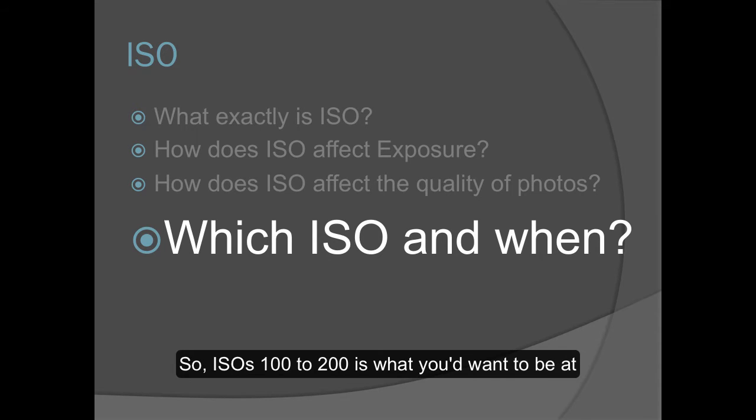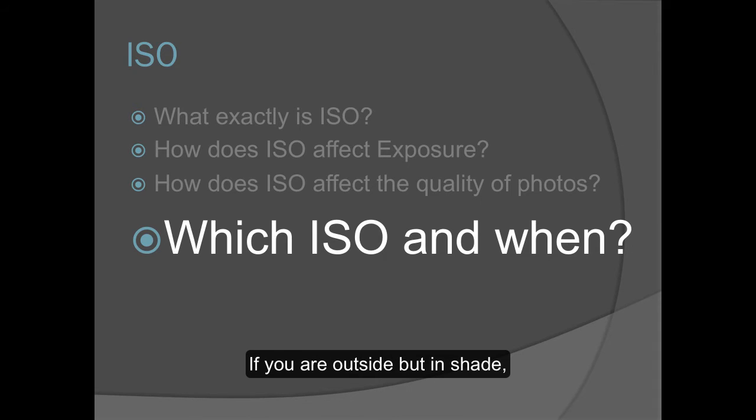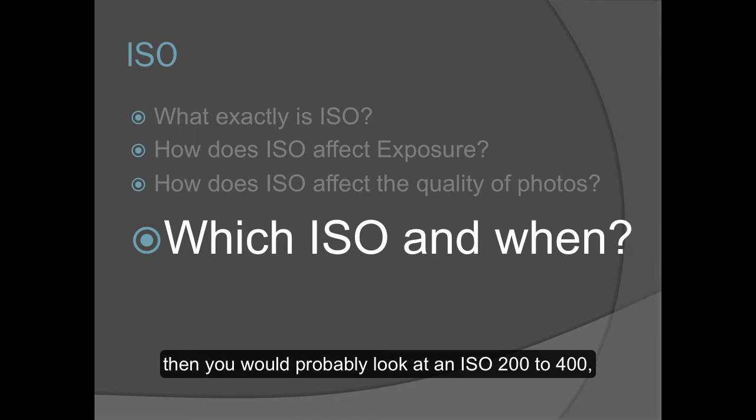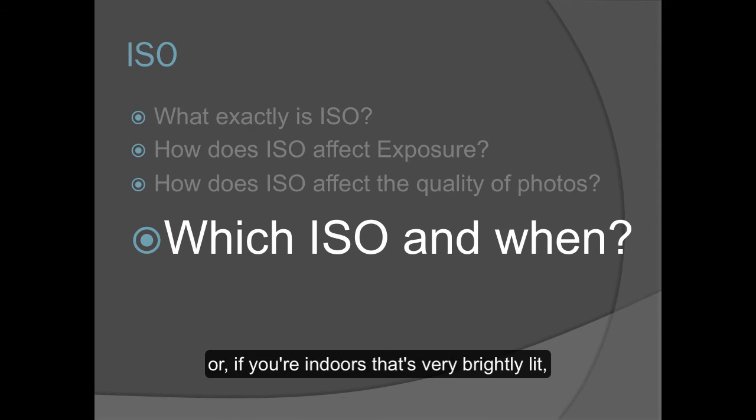So ISO 100 to 200 is what you'd want to be at if you're shooting outside in the daylight. If you are outside but in shade, then you would probably look at an ISO of 200 to 400. Or if you're indoors and it's very brightly lit, you could do 200 to 400. If you're indoors and you're using a flash, the lighting isn't as good, so 400 to 800.